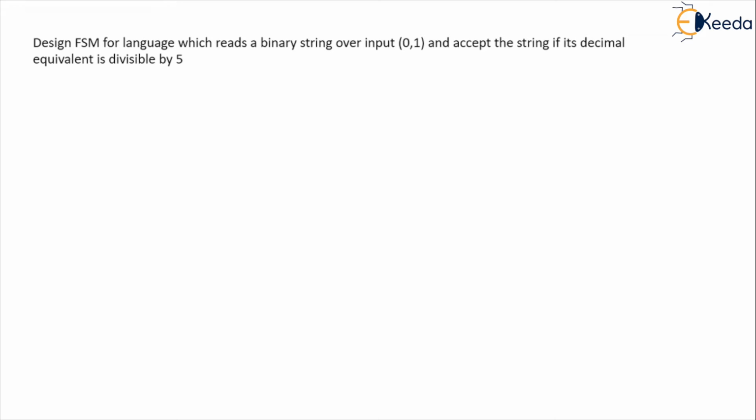So just read out the question carefully. What is the problem? The input set of the language is 0, 1. The strings of this language are binary strings, combinations of 0 and 1, and a binary string is accepted by the finite state machine if the decimal of that binary string is divisible by 5.